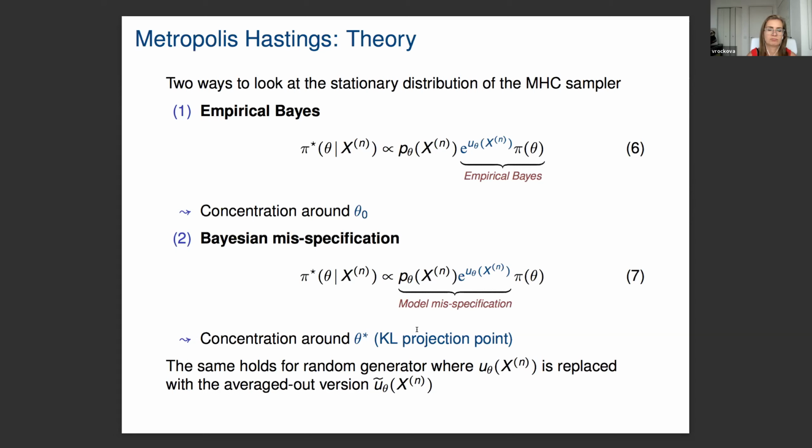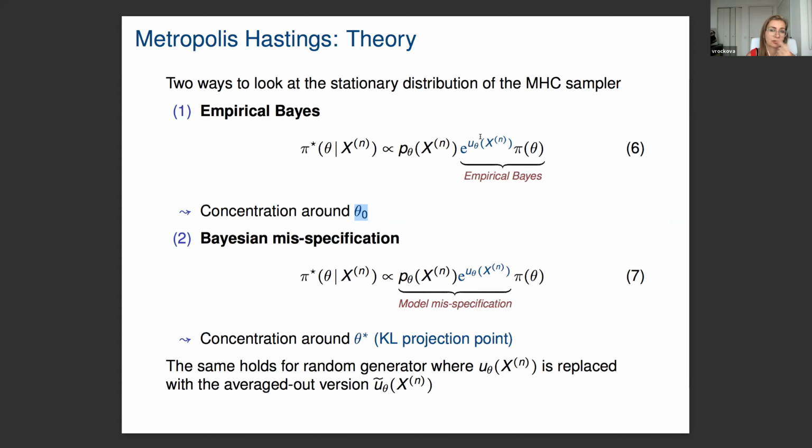So the stationary distribution in both the fixed and random generator design is an exponentially tilted original posterior, right? And now we thought about, well, we are learning about theta naught, and in Bayesian parametrics, we quantify the speed of learning in terms of the rate of convergence of the posterior around the truth. So we were curious, how can we quantify the speed of learning here now that we have this exponential tilt? So we thought about two ways of thinking about it.